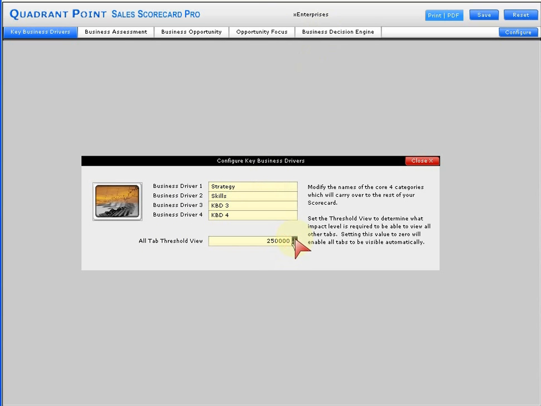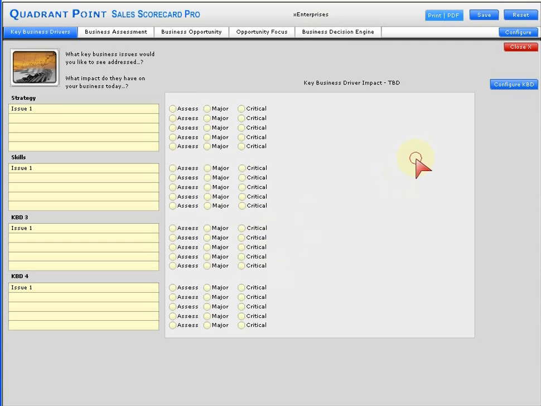Setting it above 0 will trigger those to disappear, as you see above. Bring that back down to 0, they reappear. Come back through, now we have strategy and skills. You can go through issue 1, issue 2, and so on in each of these areas, whatever those issues are going to be, and frame them out. Here's how they're framed out.